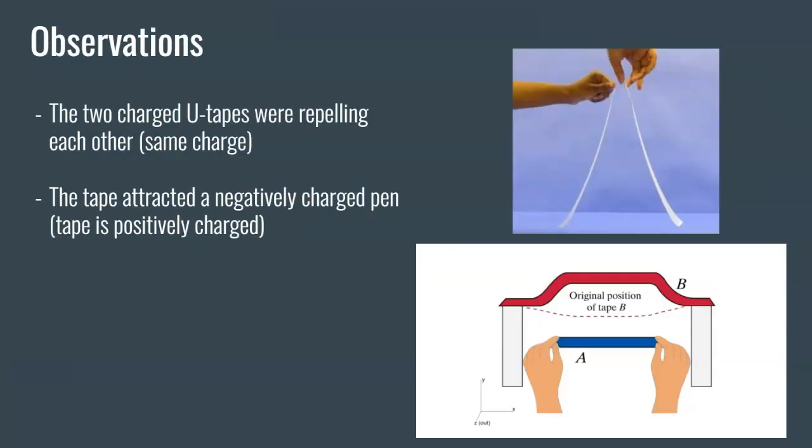Observations. Charge tape A in the bottom picture moves closer and closer to charge tape B in order to enact a force on charge tape B, which is pushing it up. And in the lab, we measure the distance from A to B, which is where that displacement of charges is arising.